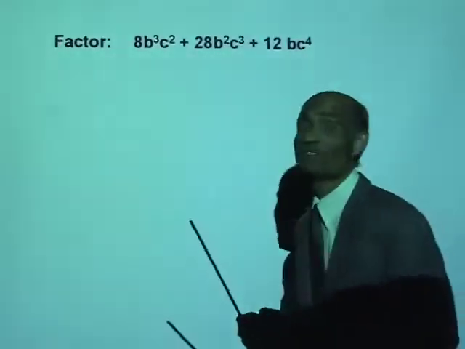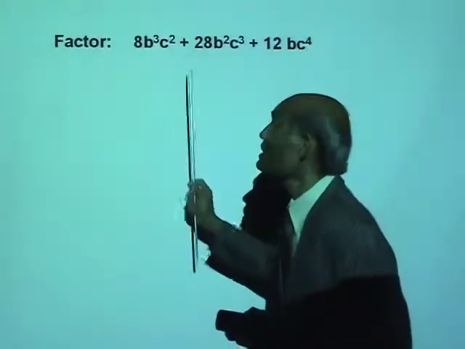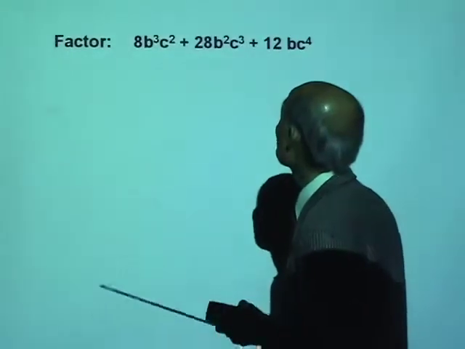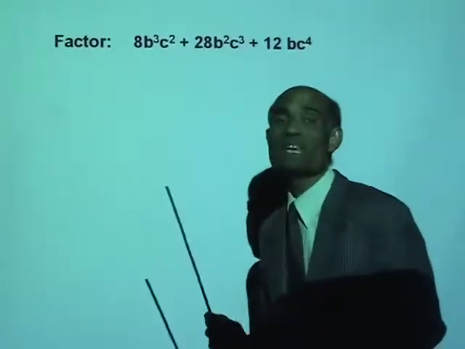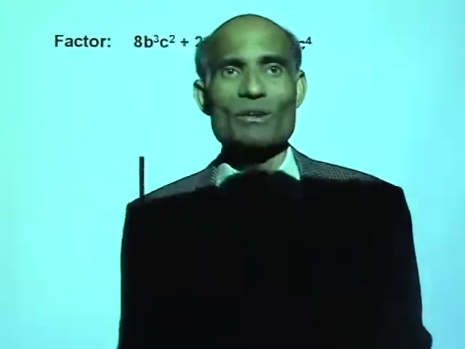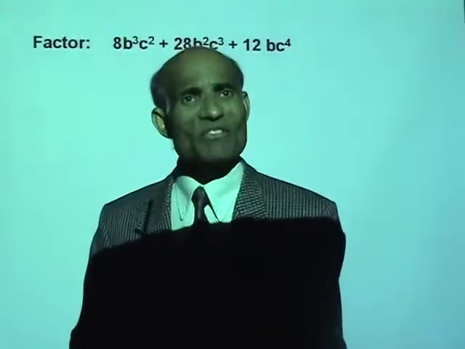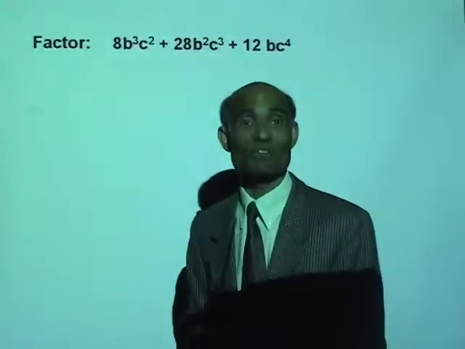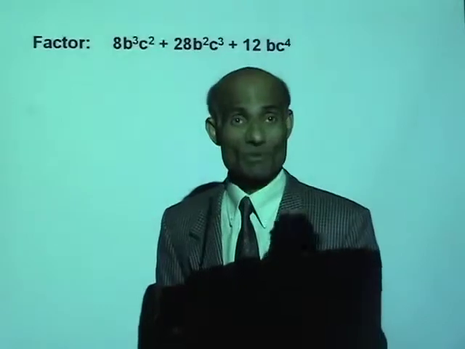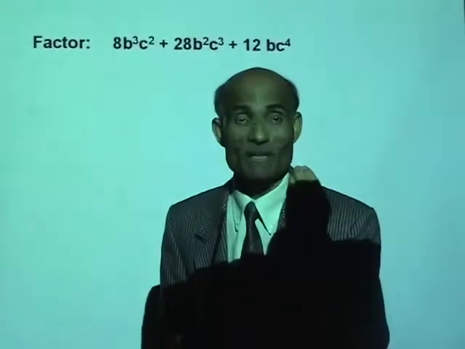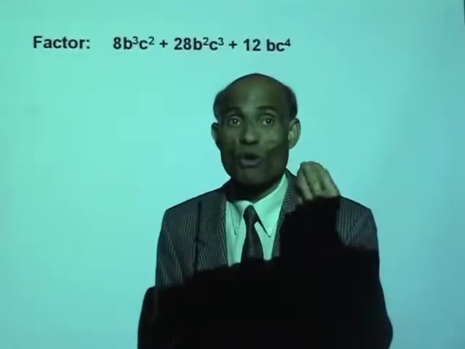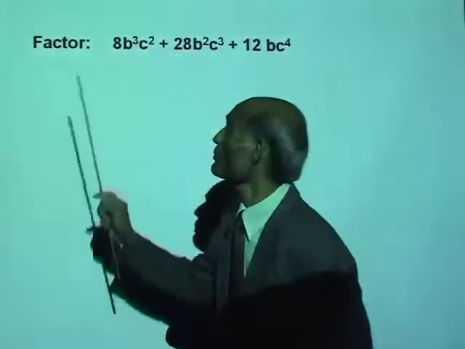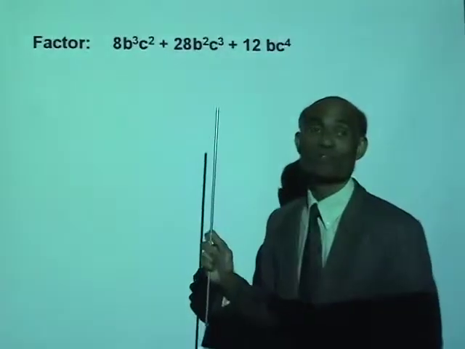Alright, let's look at this one. Factor 8b cubed c squared plus 28b squared c cubed plus 12bc to the power 4. What is it that we need to know in factoring a trinomial expression like this? Alright, can you talk about that in your mind? The first thing to look for are common factors. Can you figure out the common factors in these three terms?